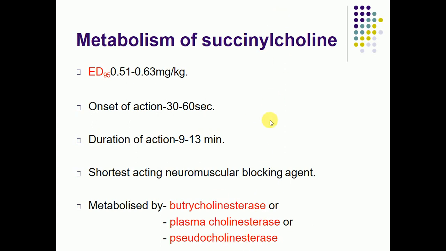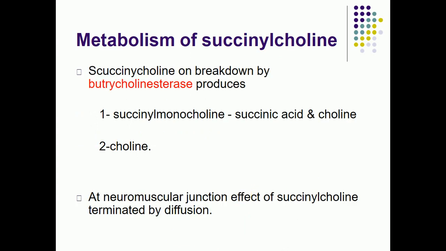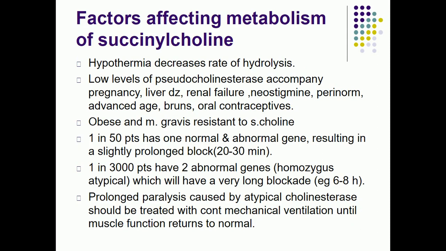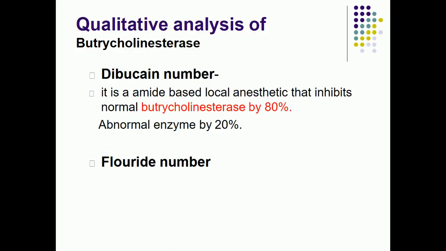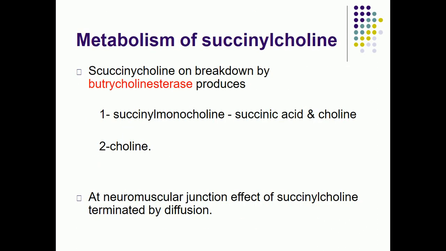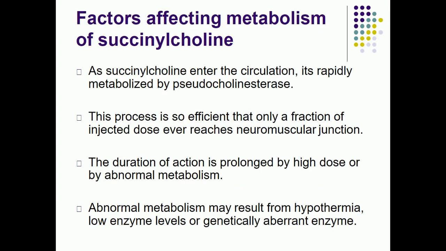When succinylcholine is metabolized, it is broken down by butyrylcholinesterase, or plasma cholinesterase, or pseudocholinesterase. In the metabolism of succinylcholine, it is broken down by butyrylcholinesterase to produce succinylmonocholine and succinic acid, and choline. At the neuromuscular junction, the effect of succinylcholine is terminated by diffusion.